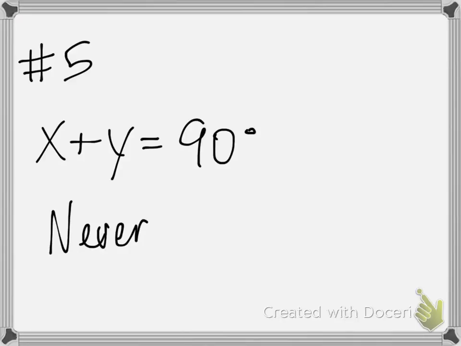Some of you might be saying, well, if y is 90, then x might be 0. 0 degrees is no angle, so therefore that's not possible. So in this one, you have to have 2 acute angles. Just make sure we're aware of that one. Alright, on 6, 7, and 8, I want you to take a few minutes and try those. You're going to tell me whether they're complementary, supplementary, or neither.